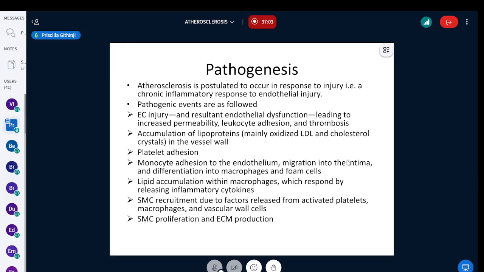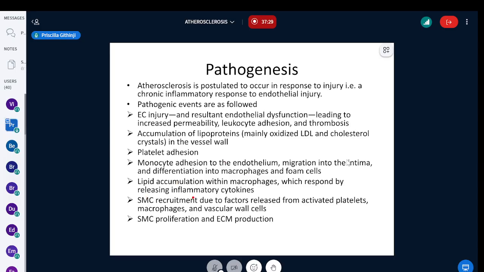Monocytes are in blood. When they get into tissue, they become macrophages. Then you'll have lipid accumulation within these macrophages, which respond by releasing inflammatory cytokines. So when lipids accumulate within macrophages, they're referred to as foam cells. I have a diagrammatic representation of this. Then when you're releasing these cytokines, what are you doing?